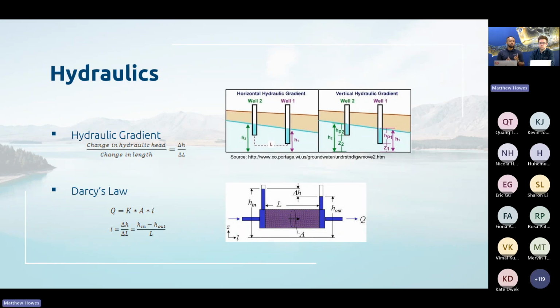And when we come to Darcy's law, Darcy's law explains the flow of a fluid through a porous medium. And this can be calculated by, it says flow equals the hydraulic conductivity multiplied by the cross-sectional area and multiplied by the hydraulic gradient. So Darcy's law explains that the flow is directly proportional to hydraulic conductivity, cross-sectional area, and the hydraulic gradient.